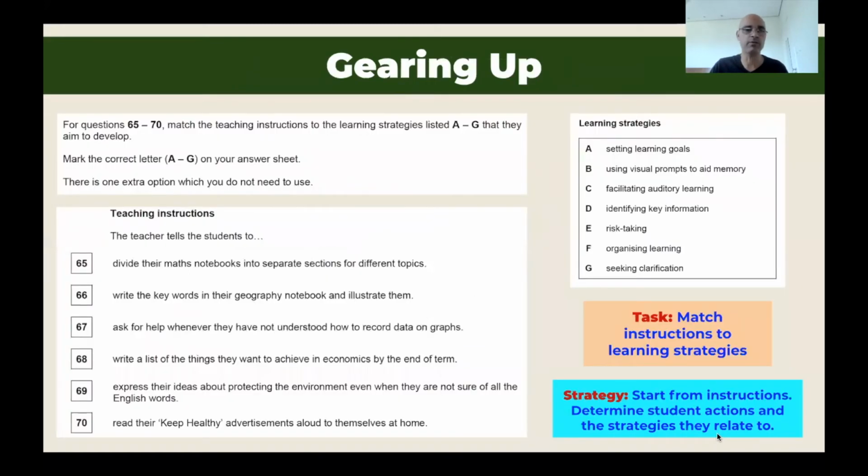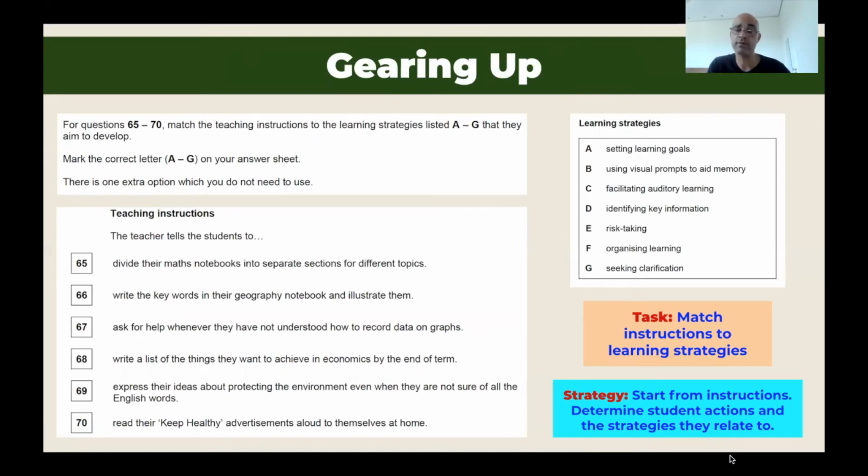So if you go through the question, it's very straightforward. The teacher has instructions for students, and then we have learning strategies. Let's match them. So the task is to match instructions to learning strategies. What's the strategy here? Start from the teacher's instructions. Determine what the students will be doing from those instructions, and then connect that action to the strategies.